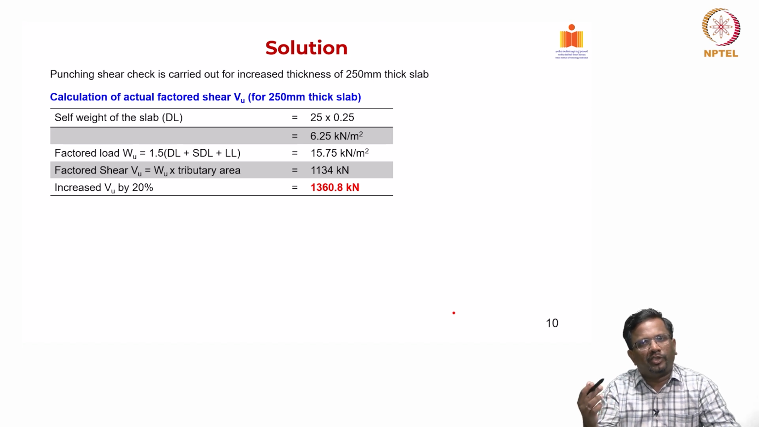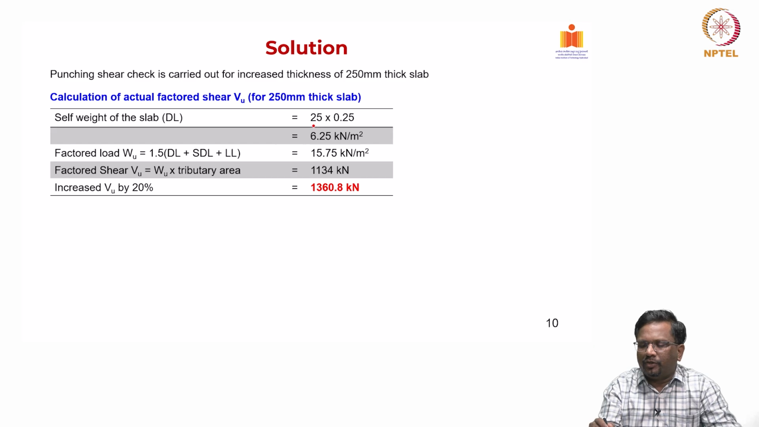Now, because I have increased the thickness of the slab, the self weight of the slab is going to increase. That is going to be 25 into 0.25, which is 6.25 kilonewton per meter square, and the factored load is going to be 1.5 times the dead load plus superimposed dead load plus live load, and if you do that you get 15.75 kilonewton per meter square. The factored shear is w times the tributary area that we have already worked out. The tributary area is 8 into 9 meter, and that works out to be 1134 kilonewton.